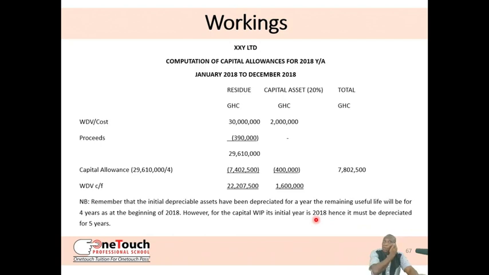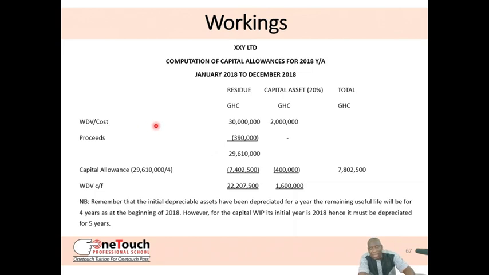So we look at the workings. You see that this is a computation of a capital allowance. This one will fetch you a lot of marks. Okay. For the one in the year in which the asset was acquired, being in 2018, that will be the cost. And now I'm going to divide it by 5 because that was the first year of acquisition. And that's the capital asset you can see here. And that one, you see that you get a capital allowance of what? 400,000. So 2 million divided by 5, that's the capital allowance here.